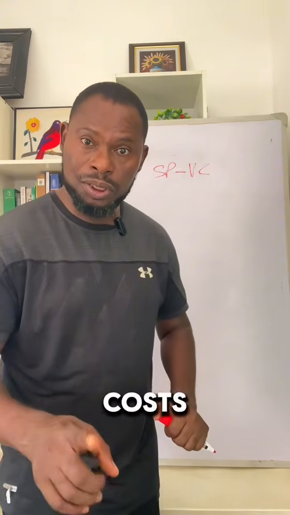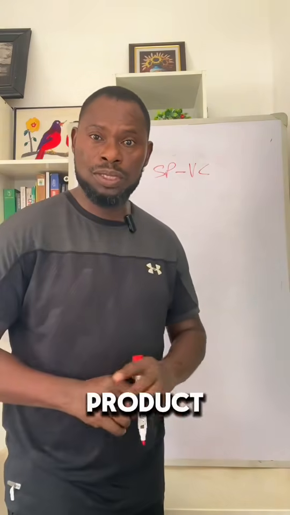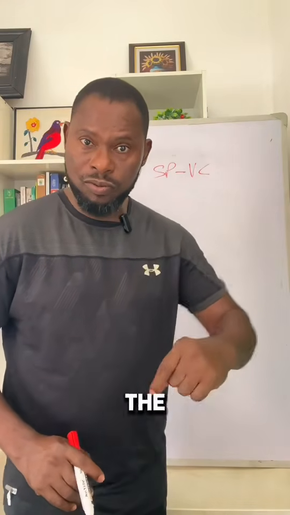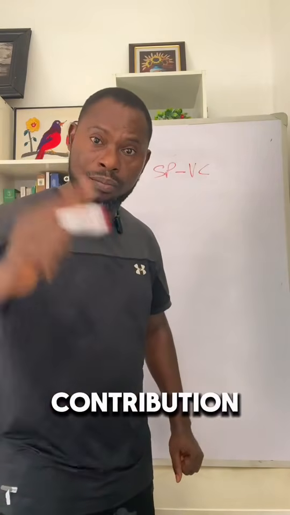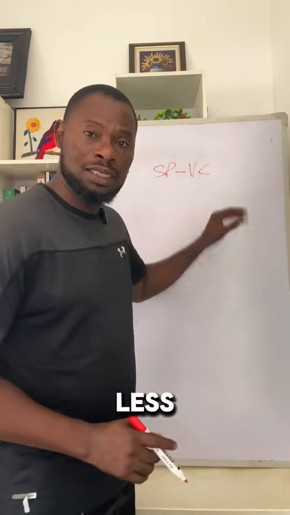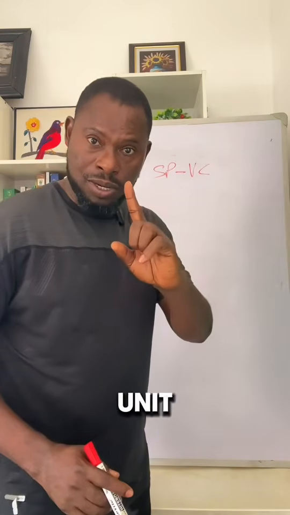But these variable costs can be calculated for one unit. So for every 1 unit of that product that you sell or that you produce, it has a variable cost. So when you know the variable cost, that is what you use in calculating your contribution margin. So the contribution margin is the selling price less variable costs. That is the contribution margin for 1 unit.